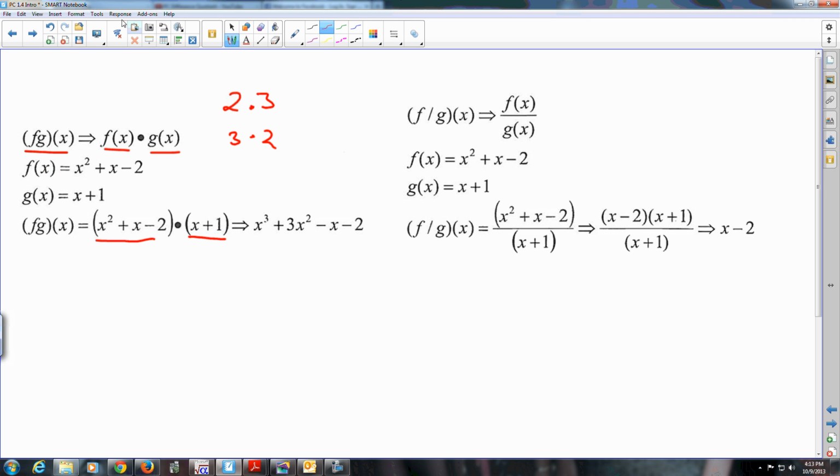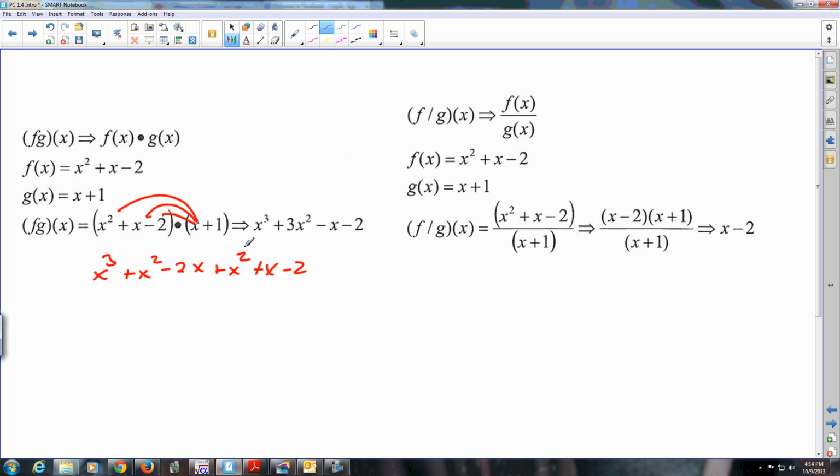In case you guys didn't practice it in Algebra 2, or you've forgotten since then, you guys can either do the distributive property and distribute these things through. So you get x cubed plus x squared minus 2x, and then all that times 1 gives you x squared plus x minus 2. Collect like terms, and there you go.